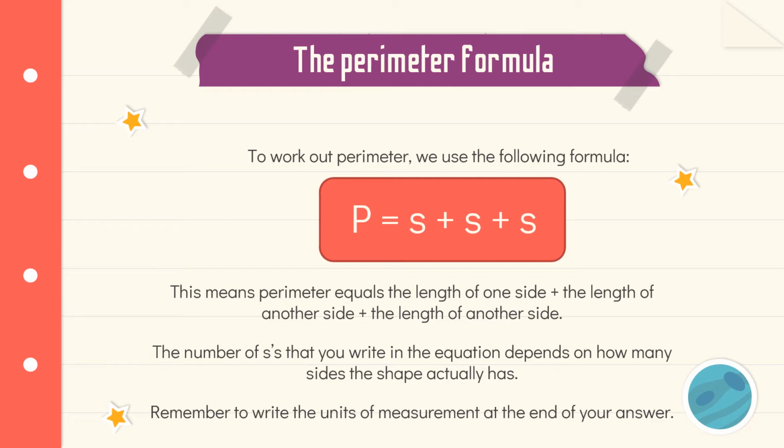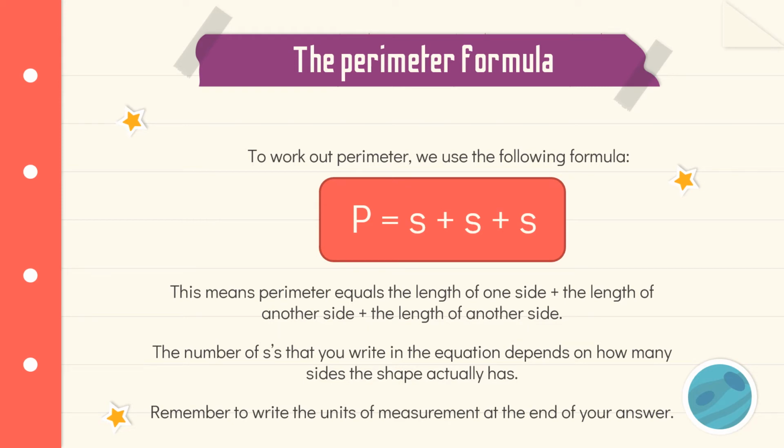So if you had a 5-sided shape that you were finding the perimeter for, you would have 5 S's. P equals S plus S plus S plus S plus S. If you were looking for the perimeter of a 4-sided shape, you would have 4 S's. P equals S plus S plus S plus S. So you need to be able to count the number of sides that a 2D shape has before you can write the perimeter formula.